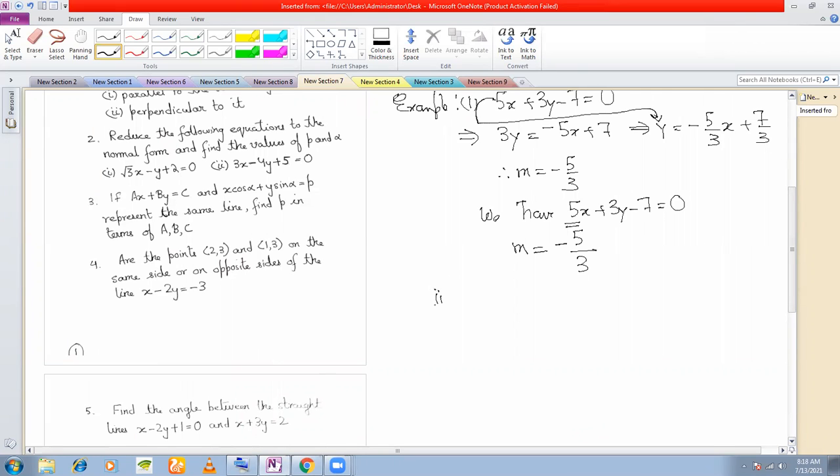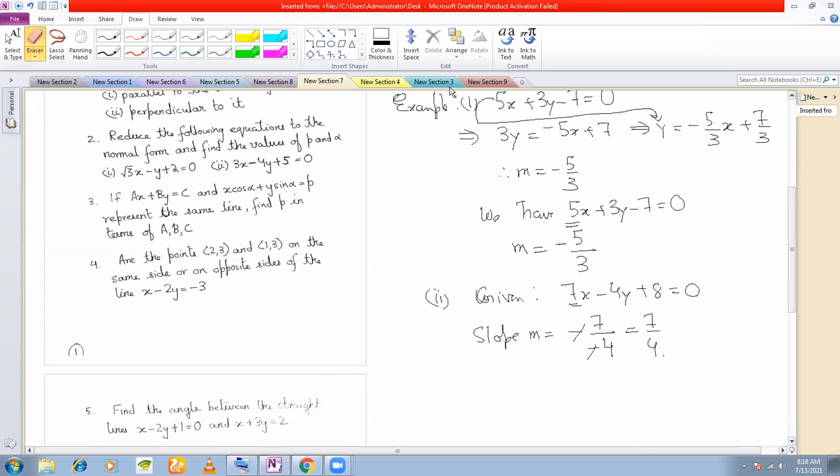Let us take another example. Suppose given is 7x minus 4y plus 8 is equal to 0. What is the slope of this line? The coefficient of x here is 7. So minus coefficient of x divided by coefficient of y, which is minus 4. These two minus signs cancel, you get 7 by 4. Clear how to find out the slope? Yes, sir.